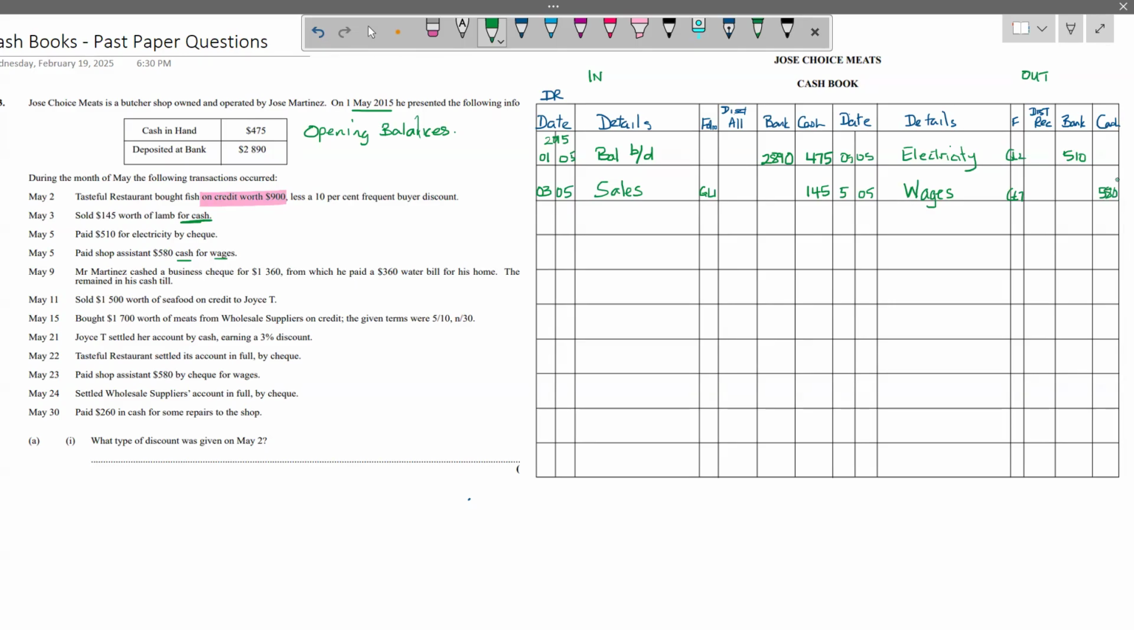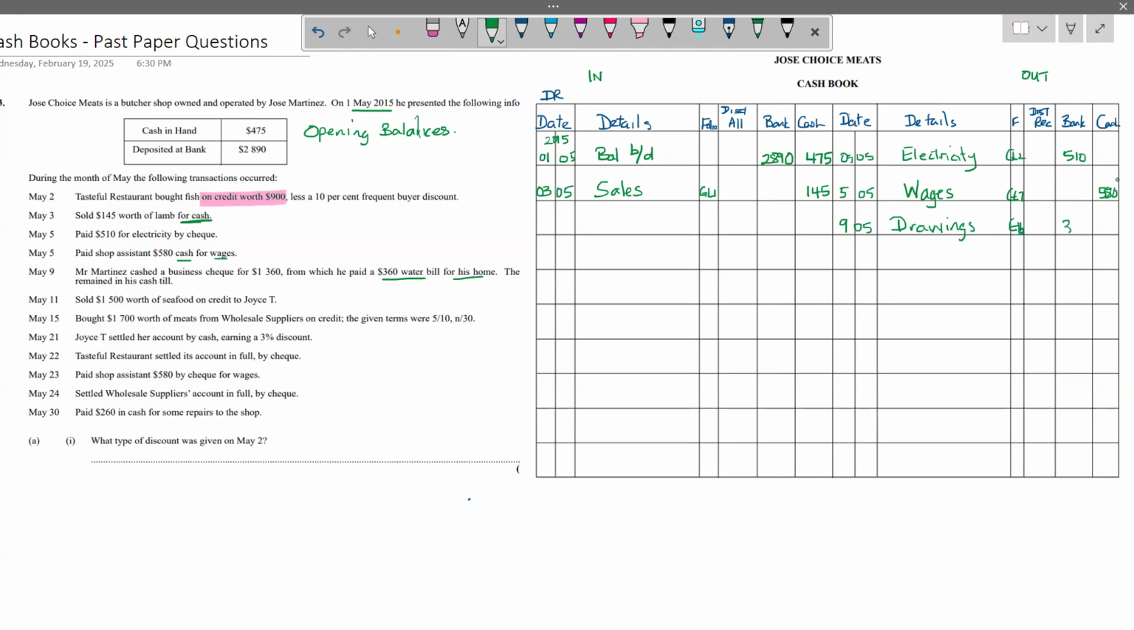Right? On the 9th, Mr. Martinez cashed a business check for $1,360, from which he paid $360 on a water bill for his home. The remainder or the rest remained in his cash till. So some of this money is drawings. He's taking it out of the business. So it's coming out of our bank account. So on the 9th of May, I'm just going to put 905, right? We need to split it up. Drawings, because he's paying a personal bill, right? GL, whatever number.